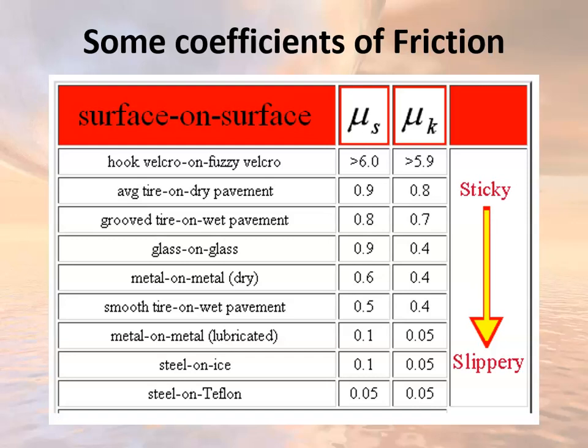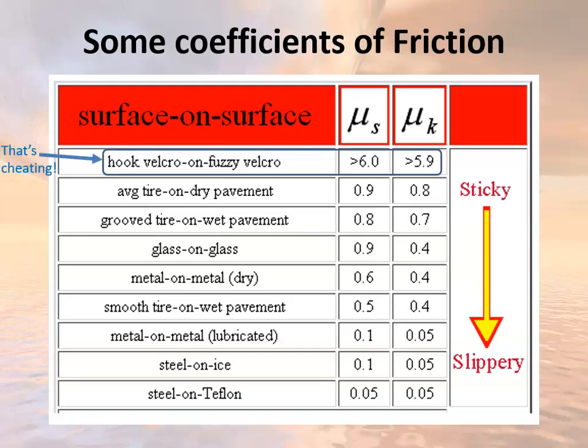We might have better values for some of these now. This is a relatively old table, but still you get an idea. Things that you would think of as being slippery have low values of coefficient of friction. Things that you would think of as being either somewhat sticky or actually truly sticky, like Velcro, have high coefficients of friction. Generally speaking, a coefficient of friction close to 1 is a high coefficient of friction. That's quite high in terms of friction.